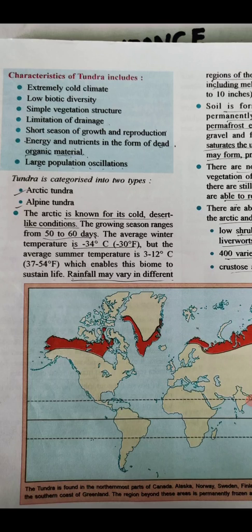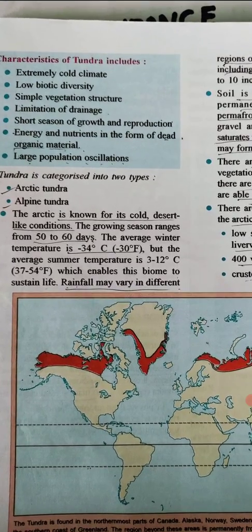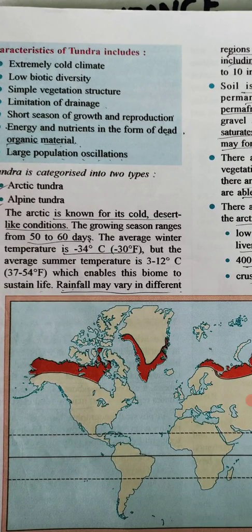So it's categorized into two types, Arctic tundra and Alpine tundra. So Arctic tundra is the northernmost part you can identify. Okay, it's known for its cold desert-like conditions, and the growing season ranges from 50 to 60 days. Okay, only 50 to 60 days. That is 2 months hardly.